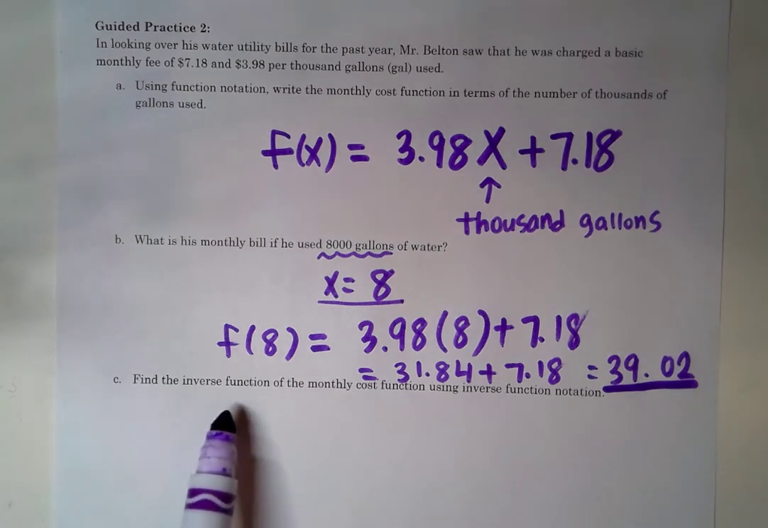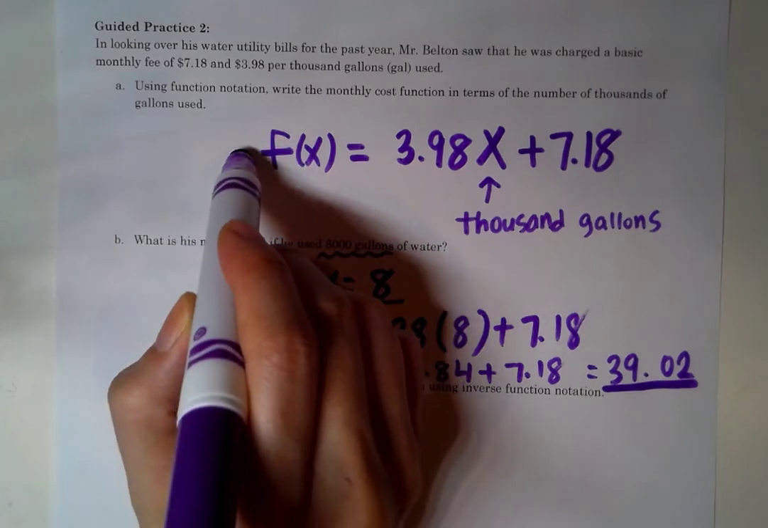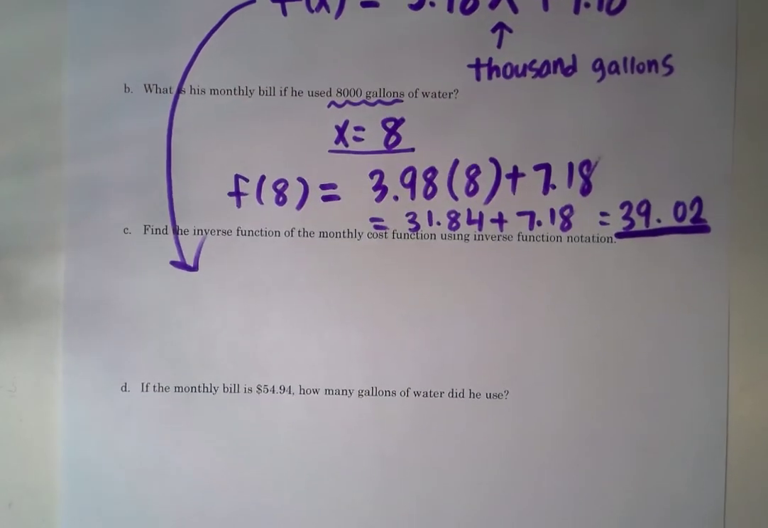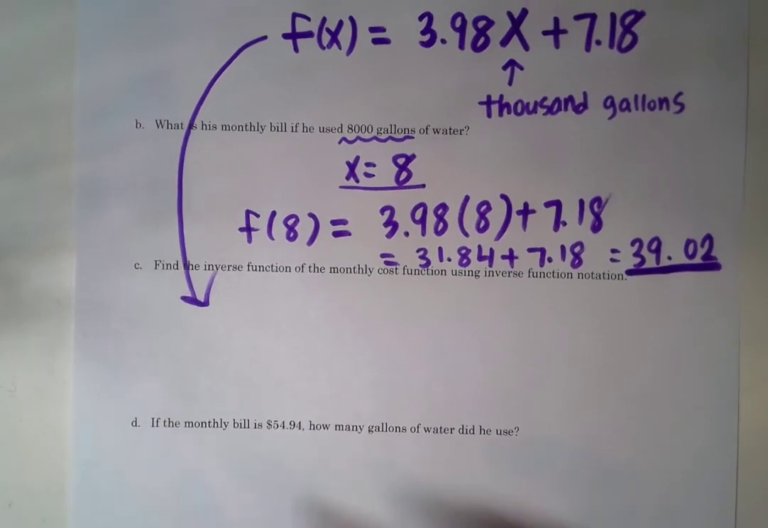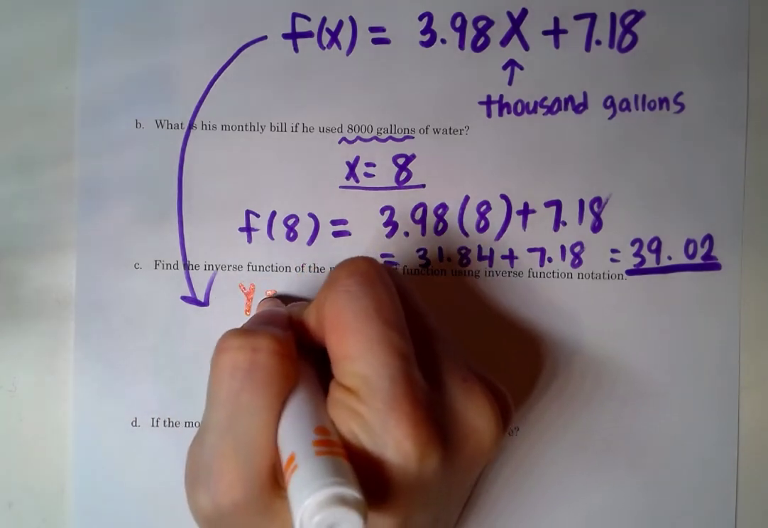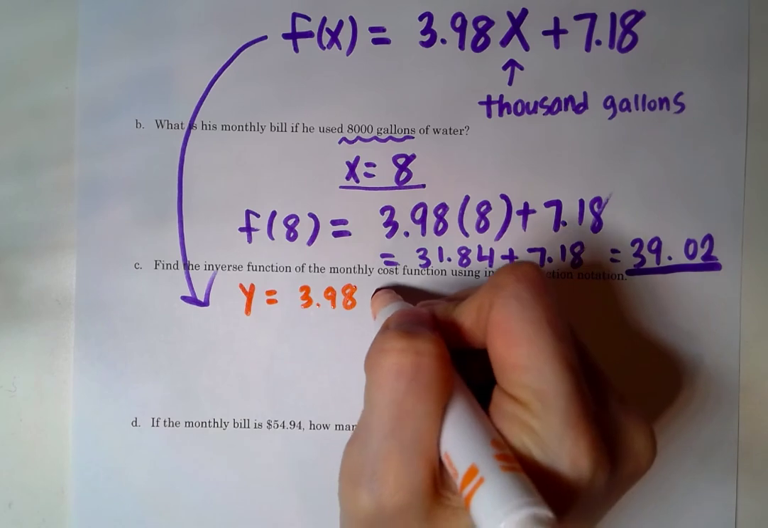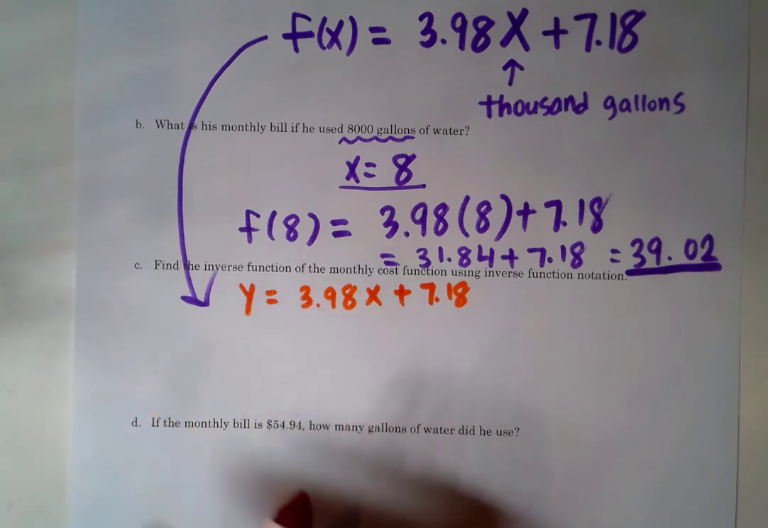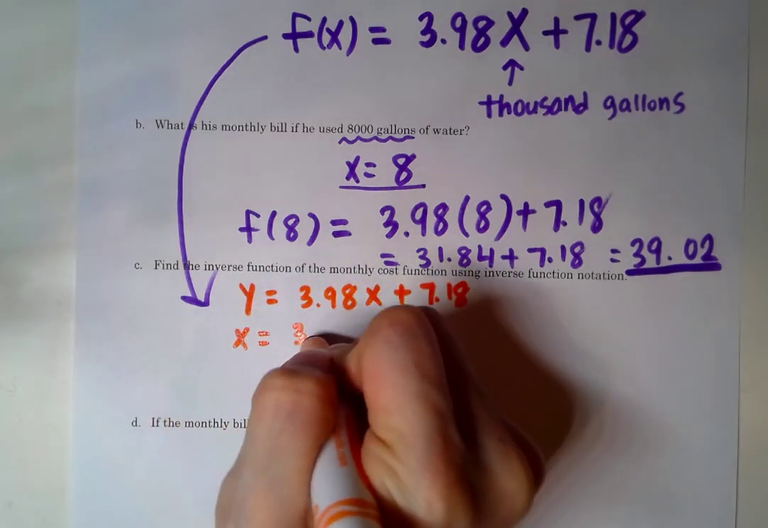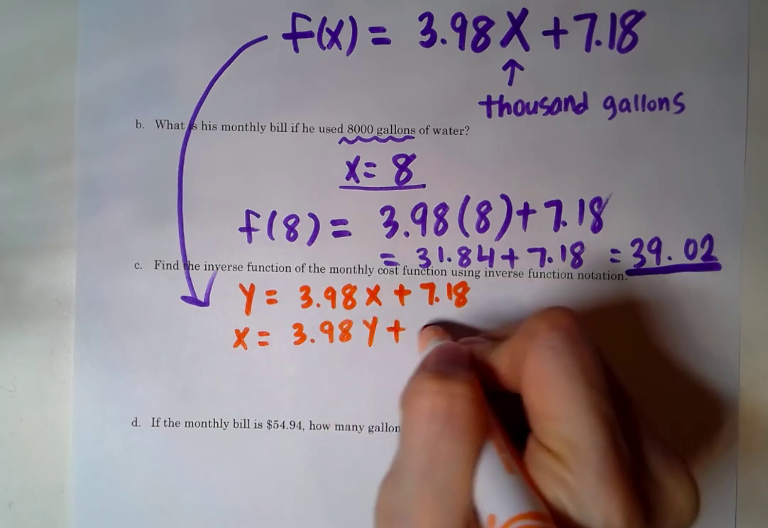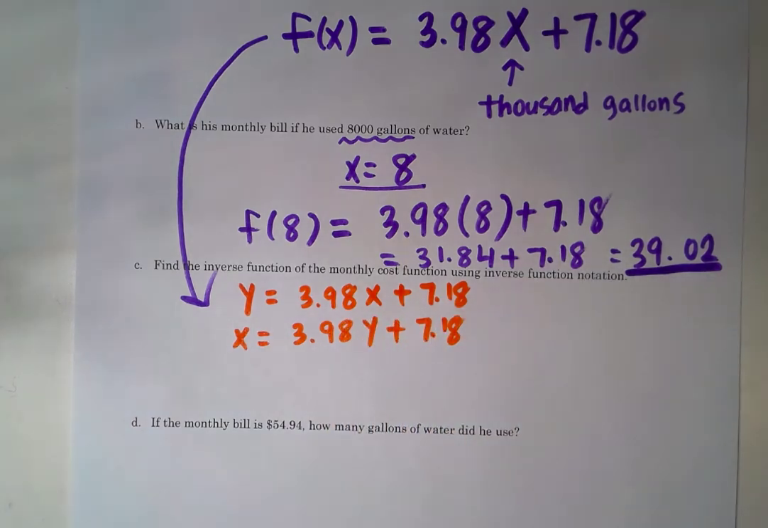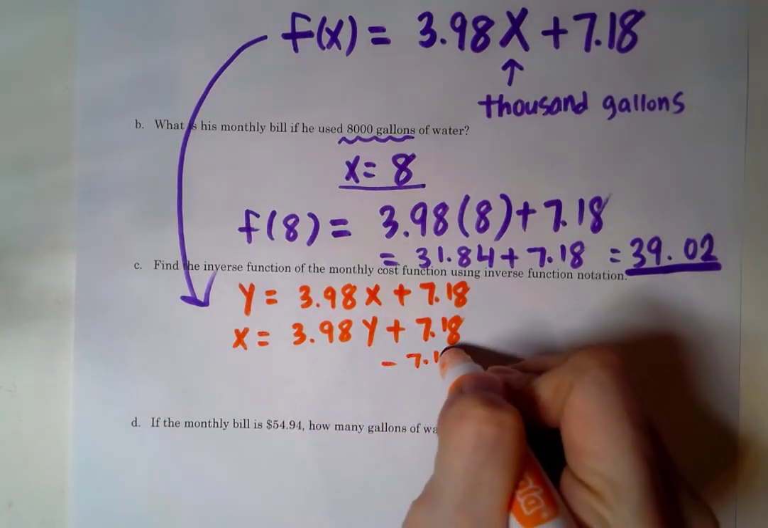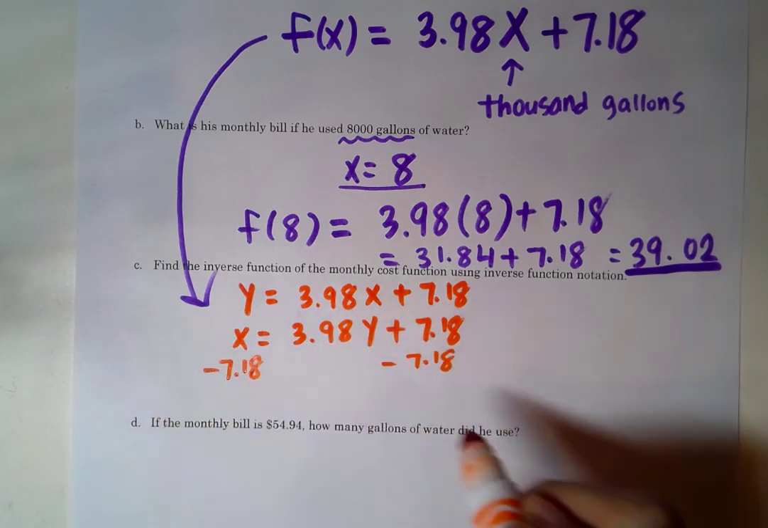And then it says find the inverse function. So I'm going to use my original function, and to get the inverse function, what do we do? We switch y and x. So I'm going to rewrite it with y and x. So y equals 3.98x plus 7.18, and we change x and y, so x equals 3.98y plus 7.18, and then we solve it for y. So get rid of the 7.18, minus 7.18 on both sides.